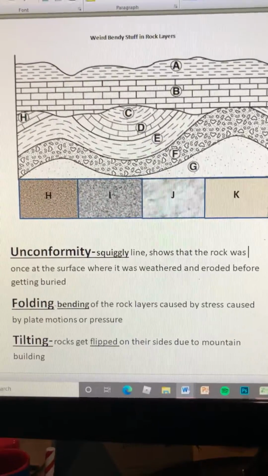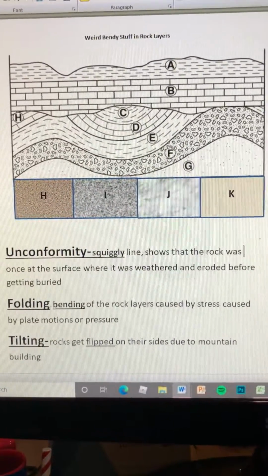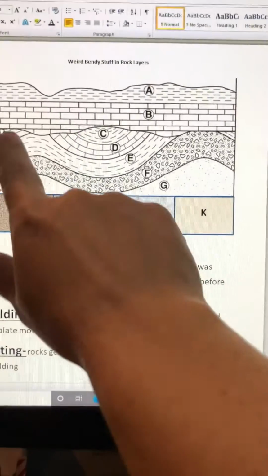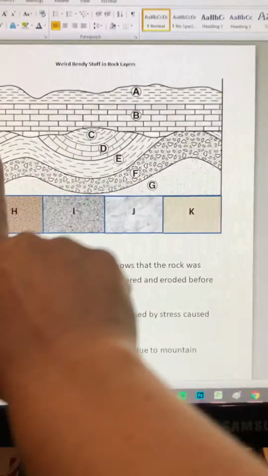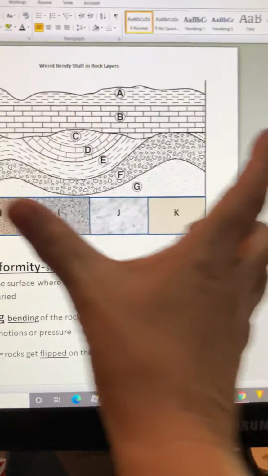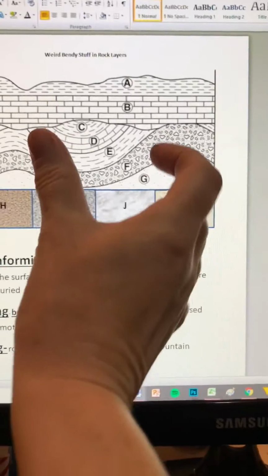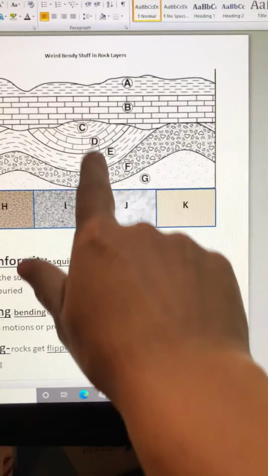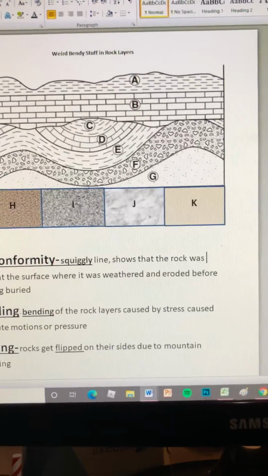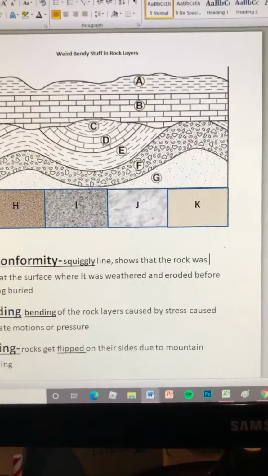The other thing that can happen is what's called folding. Now, I like to use the word bending because that's really what's happening with folding. You can see that these rock layers used to be flat and horizontal like A and B, but something kind of squeezed them together and caused them to fold. And that squeezing together and causing them to fold is probably caused by really intense pressure caused by like tectonic plate movements.